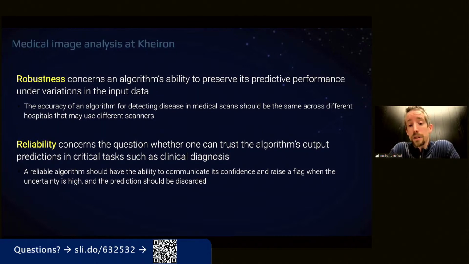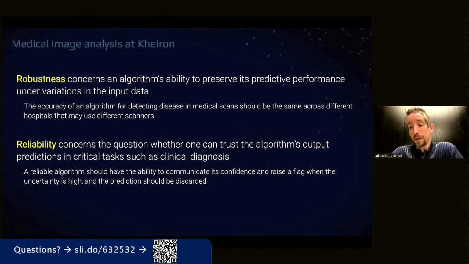I also want to throw in two terms, especially as it's my interest and my research field, which is robustness and reliability with respect to machine learning. So with robustness, we are concerned about the algorithm's ability to preserve its predictive performance under variation of the input data. So for example, in mammography, that would mean how stable is the algorithm when we have different scanners, different brands, different models of the scanner.